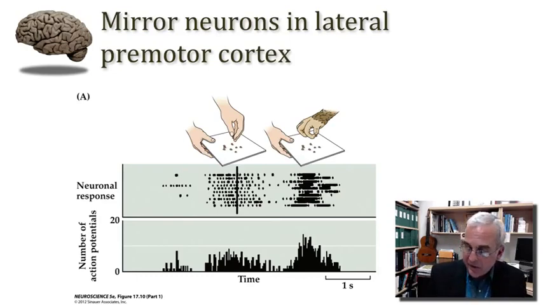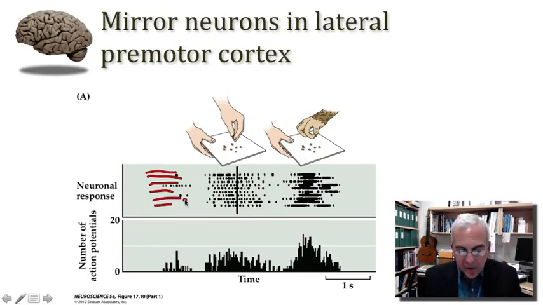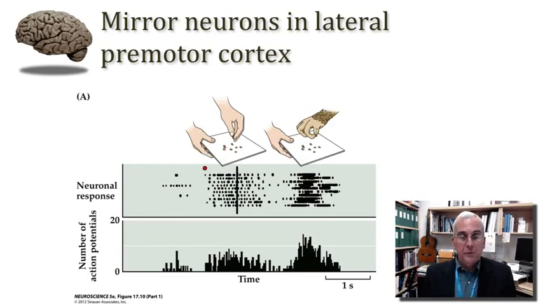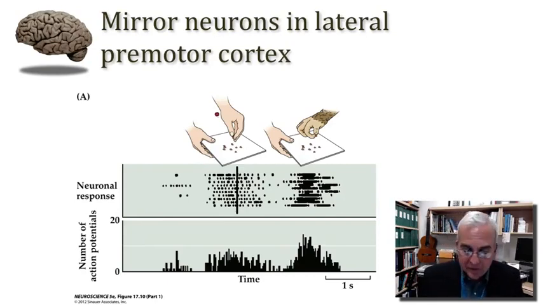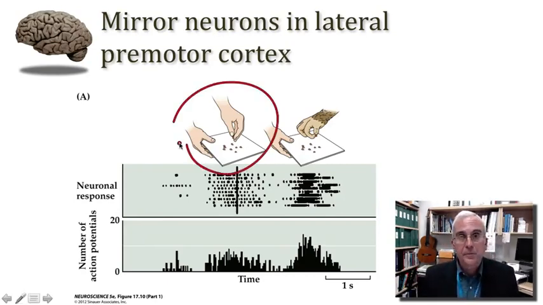This is illustrated here in this figure from our textbook. What we find is a recording from one such neuron in the lateral part of the premotor cortex, and we're looking at raster plots such as what we saw previously. So each row is an individual trial and each little tick mark represents an action potential. What was really surprising at the time was that the very same neuron was seen to increase its firing rate when a very similar act was observed in a different agent, in this case the hand of the experimenter.